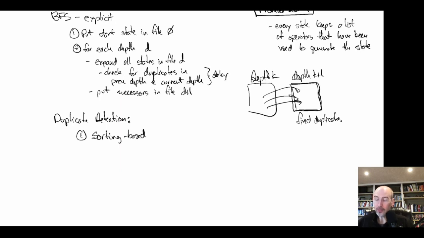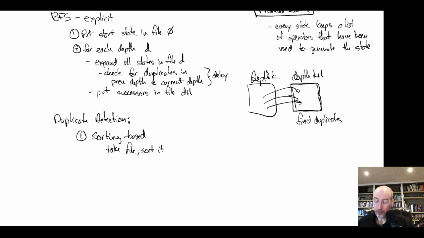And for sorting based duplicate detection, what you're going to do is you're going to take your depth file, sort it, and there's all sorts of algorithms that have been designed for doing external memory sorting. This goes back even to punch cards and things like that, when memories were very small, then obviously on older computers, you would do a lot of sorting on disk. But you're going to take a file, you're going to sort it, and then all duplicates are next to each other.